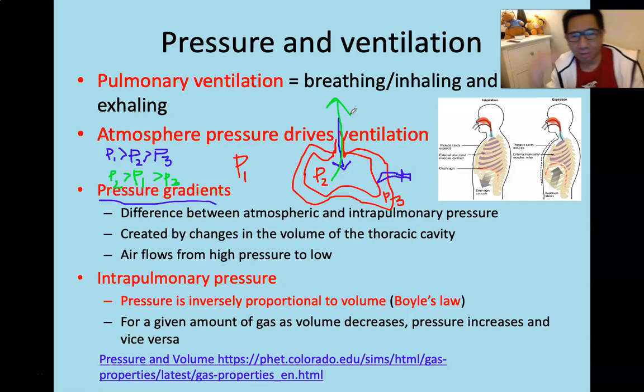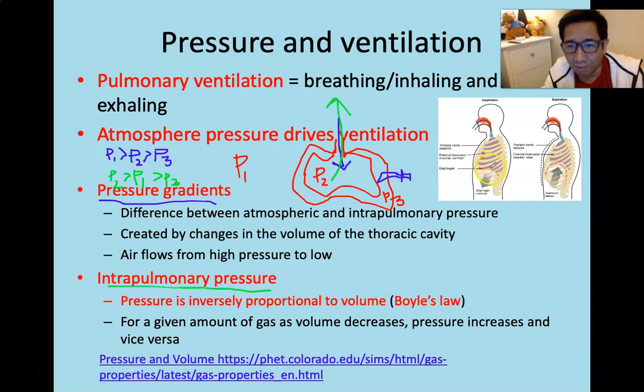So the pressure gradient goes both ways. When you breathe in, the atmospheric pressure outside is greater than in your lungs, so the air goes in, and when you breathe out, the pressure inside is greater than the outside. You force out the air. So how does that occur? We're going to talk about that in this bottom portion. This is something called intrapulmonary pressure.